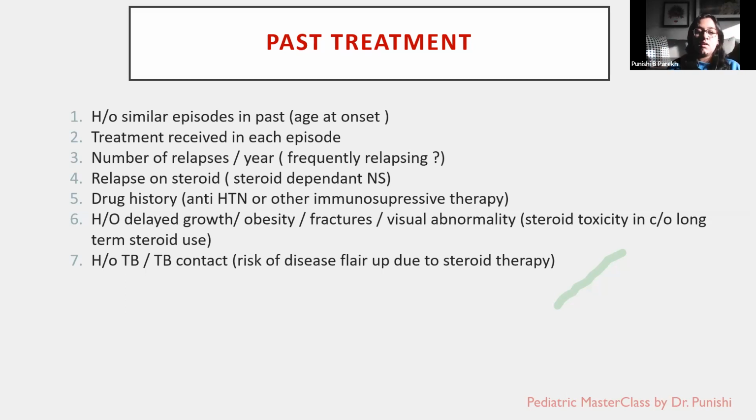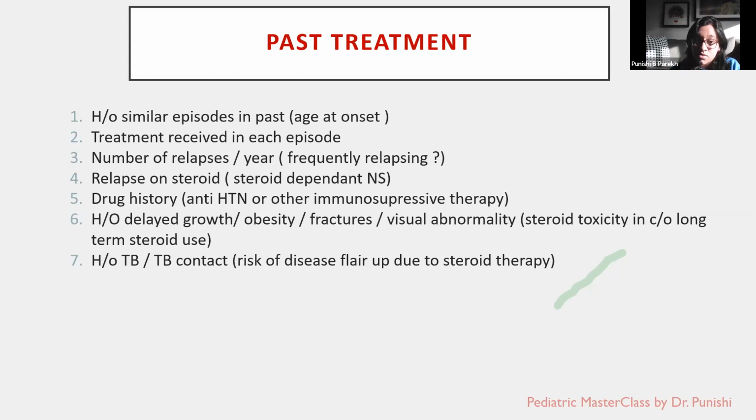So you will treat a non-frequently relapsing nephrotic different from a steroid resistant or a frequently relapsing steroid sensitive nephrotic syndrome. So we'll see what these definitions are, but the reason why you need to ask questions about the past treatment is to classify this patient as whether he is responding to steroids, whether he's steroid resistant, whether he's frequently relapsing, etc.